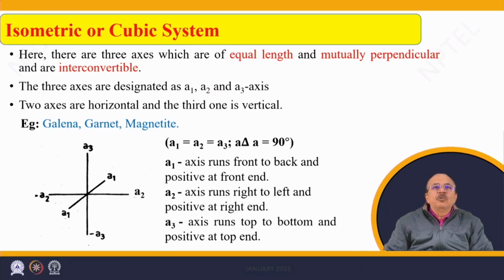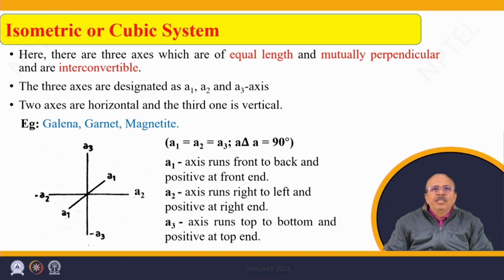So, the first one is the isometric or cubic system. Here, there are 3 axes which are of equal length and mutually perpendicular and are interchangeable. The 3 axes are designated as A1, A2 and A3 axis. Two axes, A1 and A2, are horizontal, and the third, A3, is vertical. Examples of this system are galena, garnet, magnetite, etc. These are good examples of the isometric system.